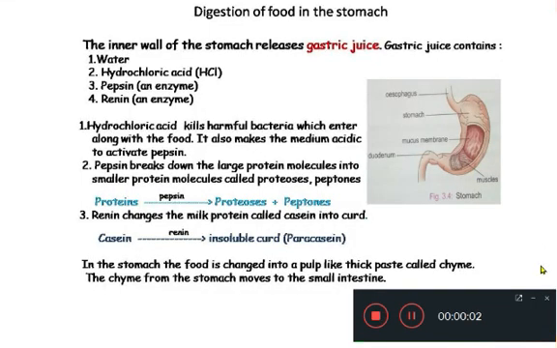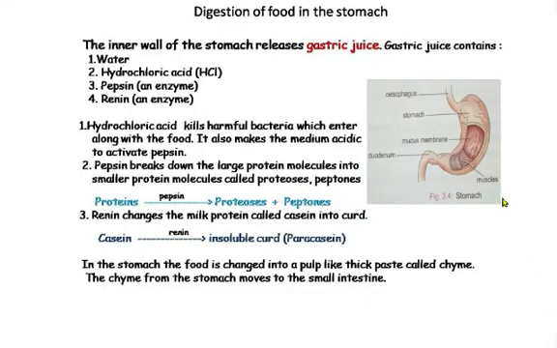Hello students, today we will discuss the digestion of food in the stomach and small intestine. In the previous video we have seen how food is digested in the mouth. So let us start the digestion of food in the stomach. The inner wall of the stomach releases gastric juice.